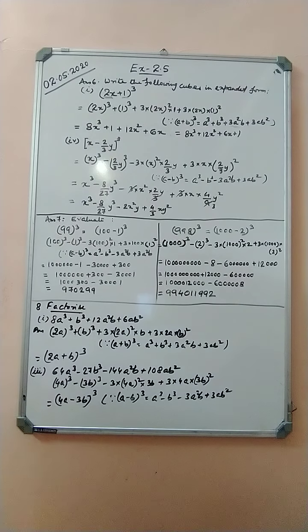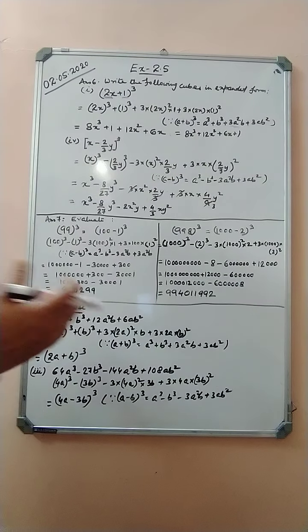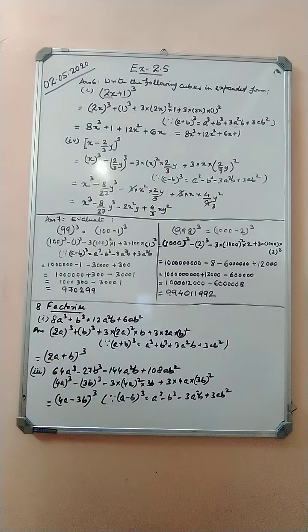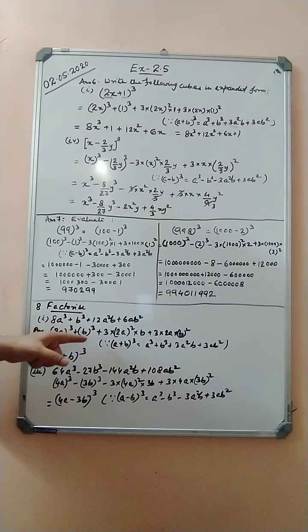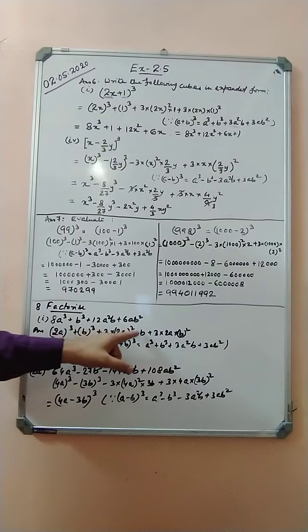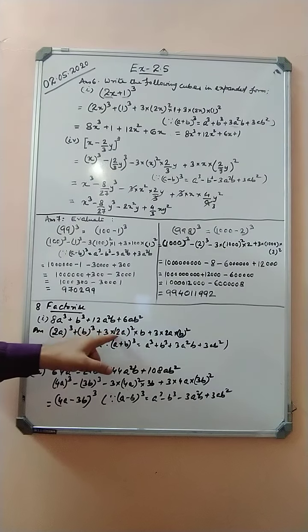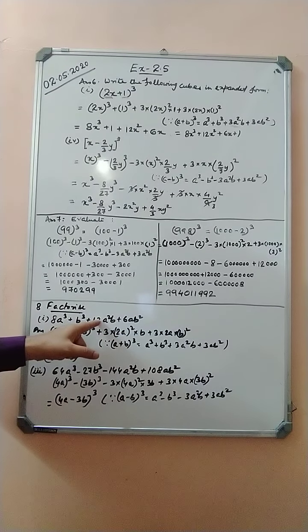Now factorize 8a cube plus b cube plus 12a square b plus 6ab square. This question is in the form of (a plus b) whole cube, in the expanded form. So you have to see whether it is in the form of (a plus b) whole cube or (a minus b) whole cube. Fine. So 8a cube can be written as (2a) cube, b cube, plus 3a square b, where a is 2a, so (2a) square and b. So 3 into 2 square is 4, 4 into 3 is 12. So it is satisfying.